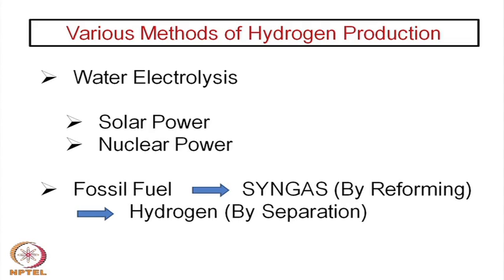Other possibility is to still use fossil fuel, as I mentioned earlier, and prepare syngas, synthetic gas, a mixture of different gases including hydrogen. This one can do by a so-called reforming reaction, and then separate out hydrogen. So, our interest is in the last one. If we generate syngas and then separate out hydrogen, some of the advanced ceramic oxides can be of help to us.